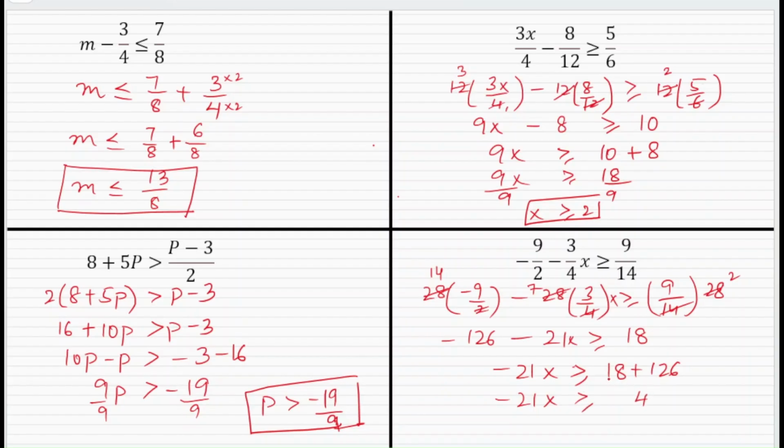Now this is minus 21x greater than or equal to, when I add these two, 18 plus 126 is 144. Now I need to divide it by minus 21 and the inequality sign will flip. So x will be less than or equal to 144 over minus 21. When I solve it in the lowest terms, it will be divisible by 3. So it is 7 and I will divide both these by 3: 144 divided by 3 is 48, and 21 divided by 3 is 7. So that's the solution set for this inequality.